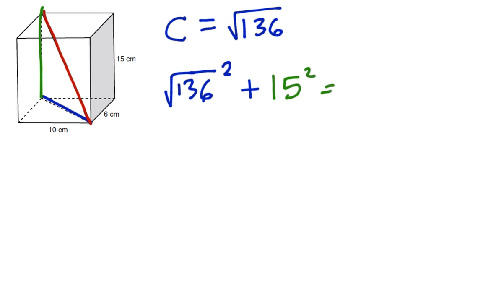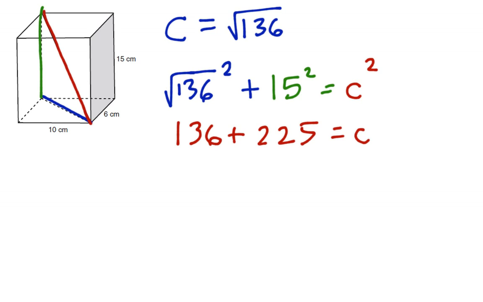That also is squared. And that is equal to the new c squared, which is the red line. So it's my new hypotenuse. Okay, so square root of 136 squared becomes 136. 15 squared is 225. 136 and 225 add to 361.